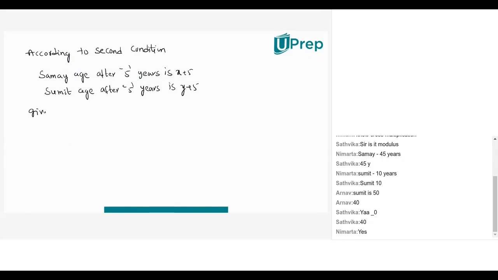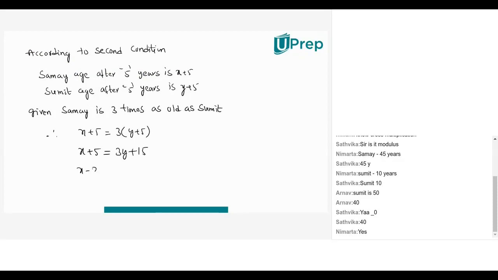Given, Samay is 3 times as old as Samit. Therefore, how will you write this? Your x plus 5 is nothing but 3 times y plus 5. Done. Let's multiply: x plus 5 is equal to 3y plus 3 fives, 15. Take 3y to the LHS, 5 to the RHS. Therefore, x minus 3y equal to 10 is the other equation you get.